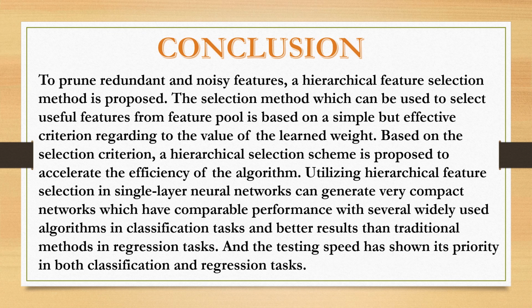Utilizing hierarchical feature selection in single-layer neural networks can generate very compact networks, which have comparable performance with several widely used algorithms in classification tasks, and better results than traditional methods in regression tasks. The testing speed has also shown its advantage in both classification and regression tasks.